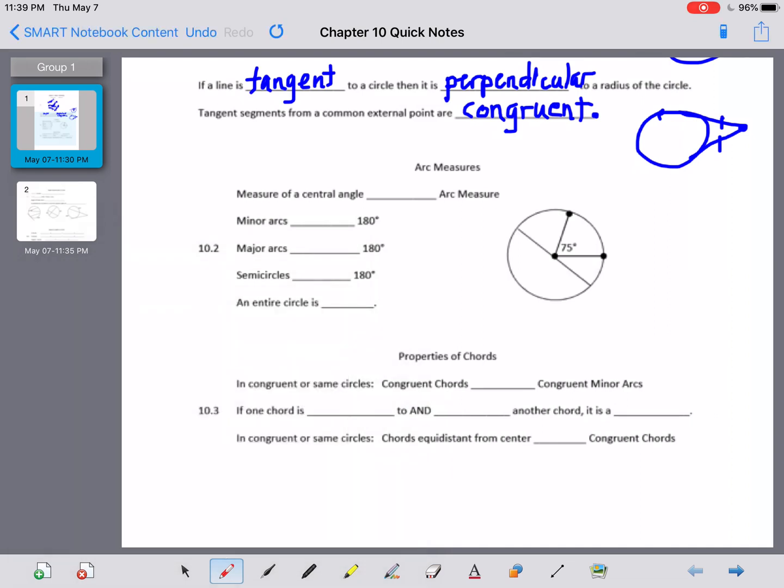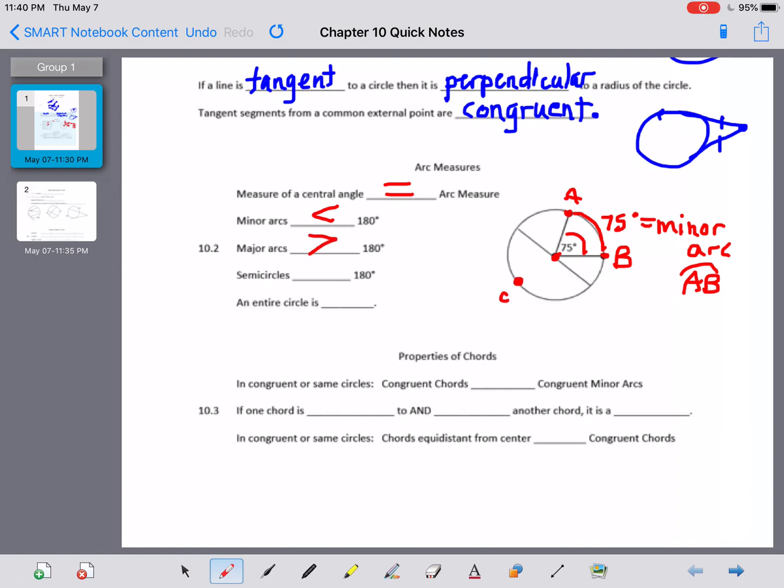In 10.2, we started some of our arc measures. Most specifically, we talked about the central angle. The measure of a central angle equals its arc measure. So if the central angle in here is 75 degrees, the arc measure is 75 degrees. They are equal if your vertex is at the center of the circle. A minor arc is less than 180, so this 75 degrees would be called a minor arc. And usually it's named with just 2 letters. If we call this A and B, we would just name it A and B with a little arc mark over it. Major arcs are greater than 180.